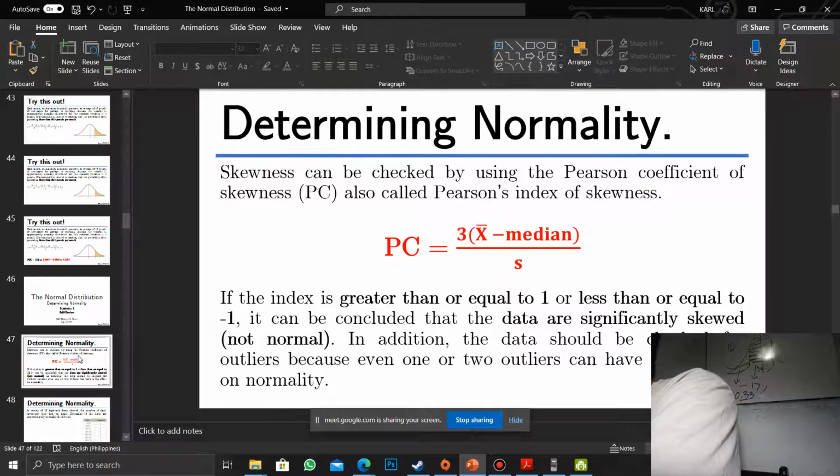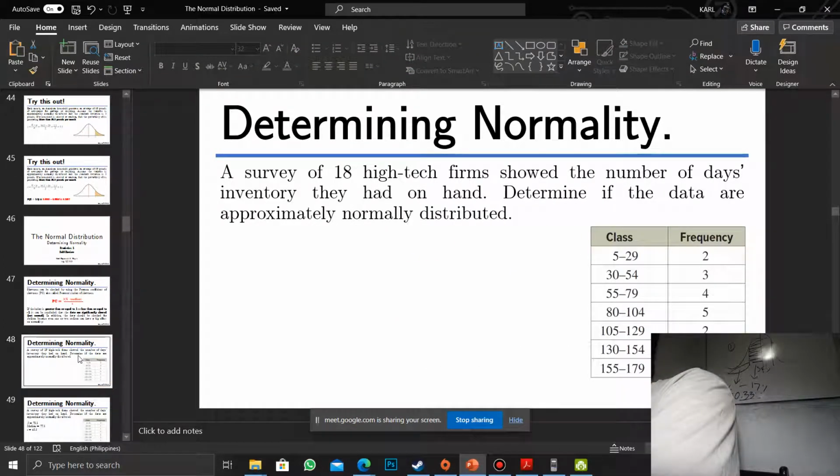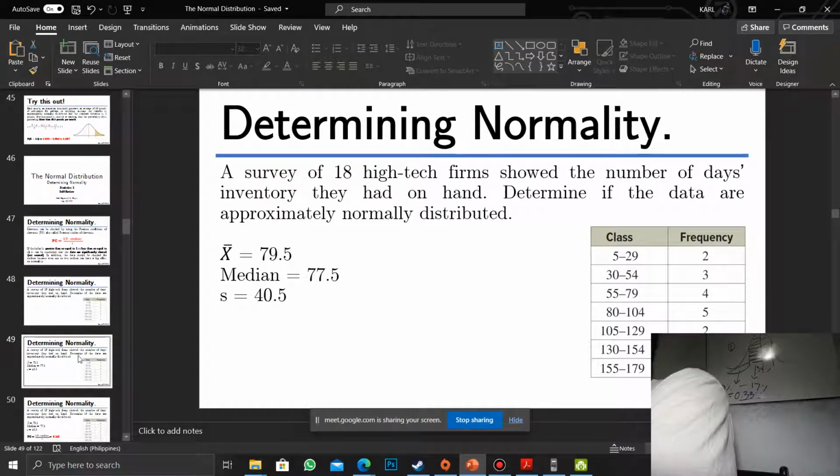Lalo na kapag may outliers sa data, merong effect yun sa normality. So, to determine if the data are approximately normally distributed, hindi natin ito gagawin. Okay? Papakita ko lang sa inyo. So, ito yung frequency distribution, group frequency distribution. So, getting yung mga values na kailangan natin, ito siya, no?